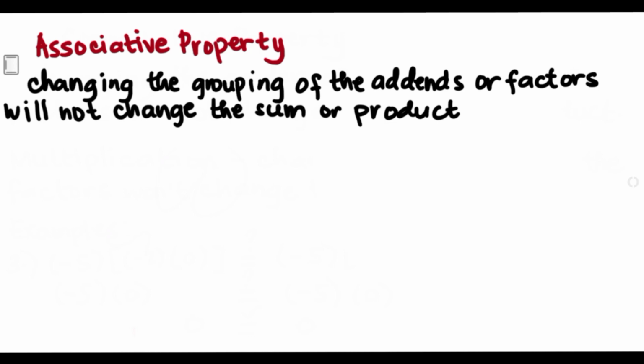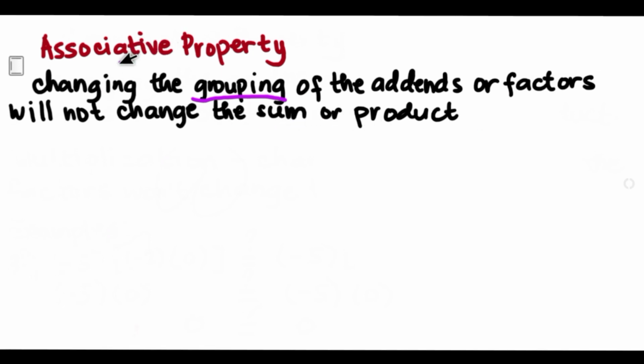So, punta na tayo dito sa sunod nating property of integer. Yun ay ang associative property. Pag sinabi nating associative property, it tells us about the grouping. Basahin natin: changing the grouping of the addends or factors will not change the sum or the product. Dito naman sa associative property, grouping naman yung babaguhin. Kahit magbago daw yung kagrupo nung addends or yung factors, parehas pa rin daw yung sagot.